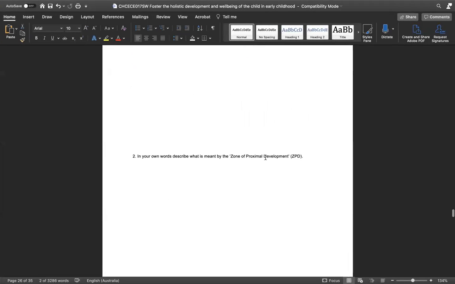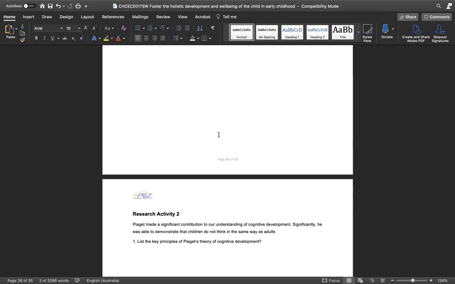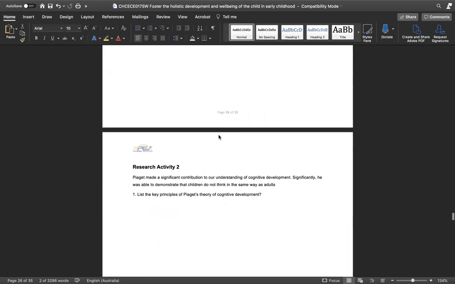The next one is zone of proximal development, again, in your own words. So that means you need to read and interpret the information, and you will still need to reference this, okay? Again, I want 2 good paragraphs of this. I have information in the PowerPoint as well. It's also throughout your textbooks, okay?